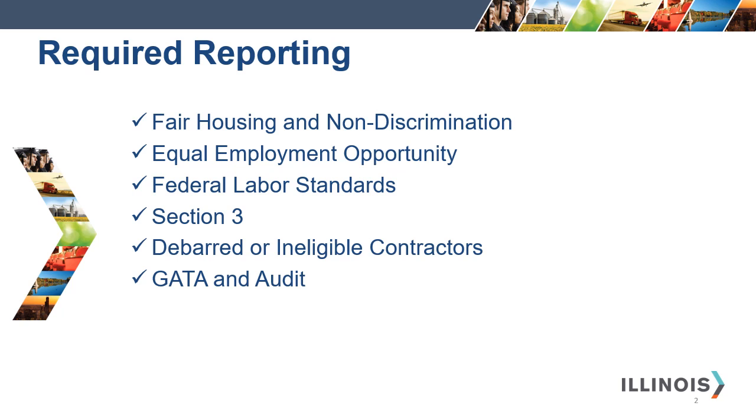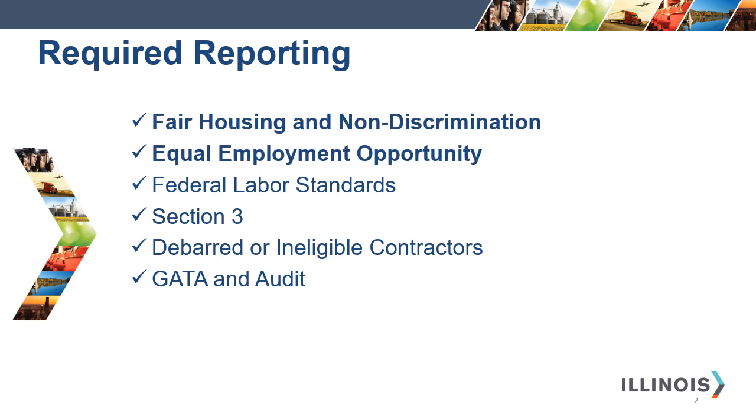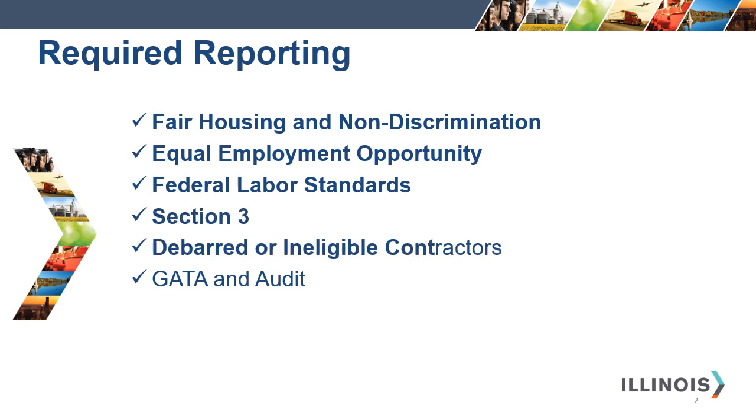In addition to the financial and timely performance results measured in periodic financial and performance reports, other areas of compliance that will require submission of reports or other documents include fair housing and non-discrimination, equal employment opportunity, federal labor standards, Section 3, debarred or ineligible contractors, GATA, and audits.